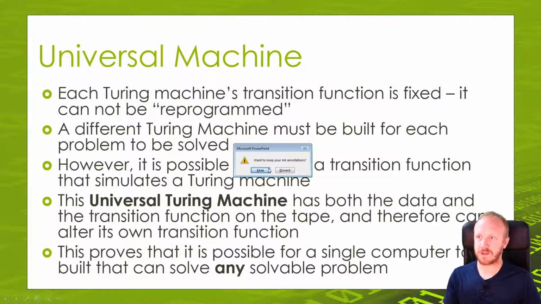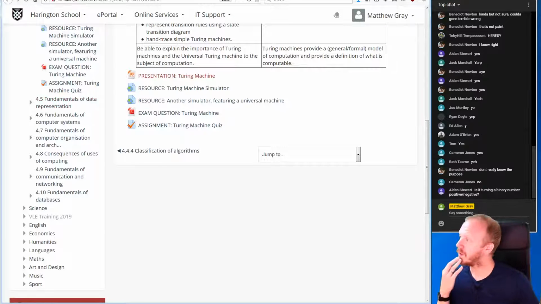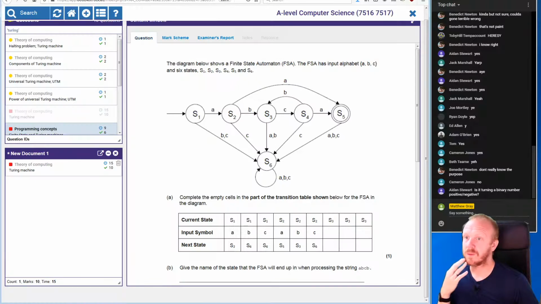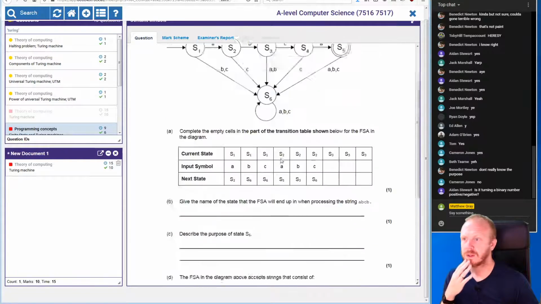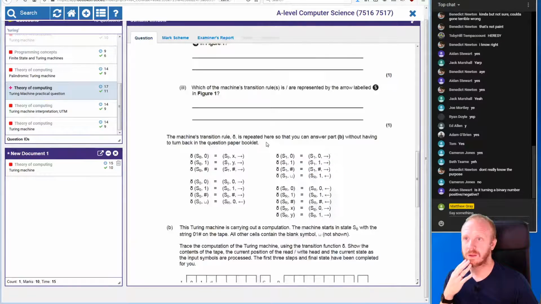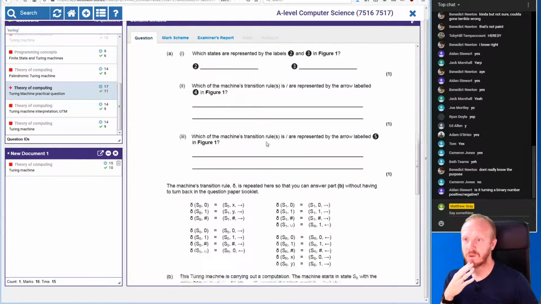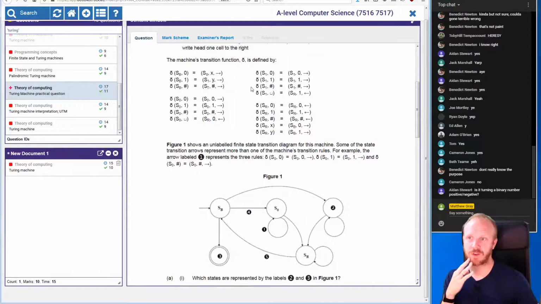Let's get rid of that for a second. So if I go back to the exam question, there we are. That's not the one I wanted anyway. Keep going. That's good. I might set that one afterwards actually, because that's taking a transition function and then asking you to complete a finite state machine that shows the same thing, which is quite nice.